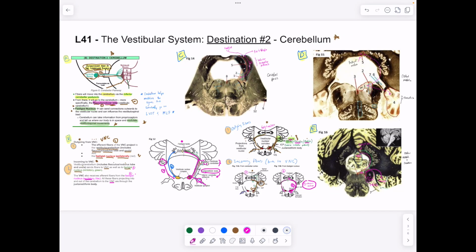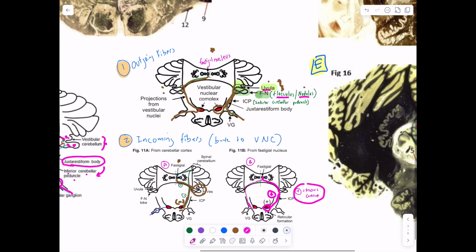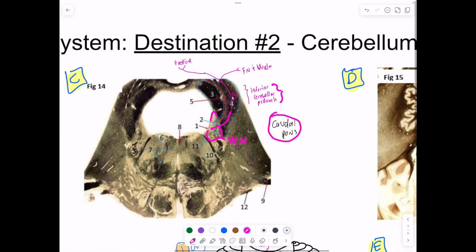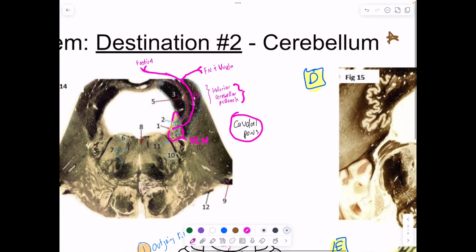All right, so what does it actually look like on our slides? Here we have the caudal pons, our friend Darth Vader. I'm sure he would appreciate us saying that. This is our vestibular nuclear complex, and you're going to send innervation out via the inferior cerebellar peduncle, and inside of that we have the juxtarestiform body. All right, so that's here, and then we go to the fastigial nucleus and the uvula, as well as the flocculus and nodulus. So this is all the cerebellum.